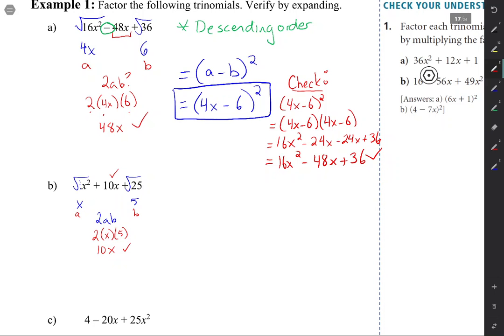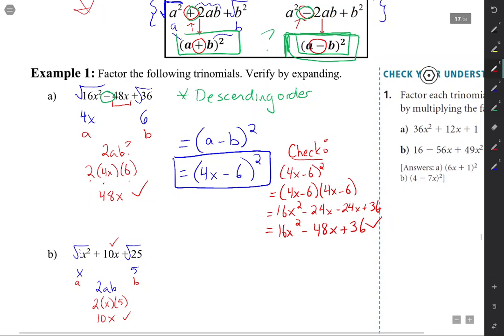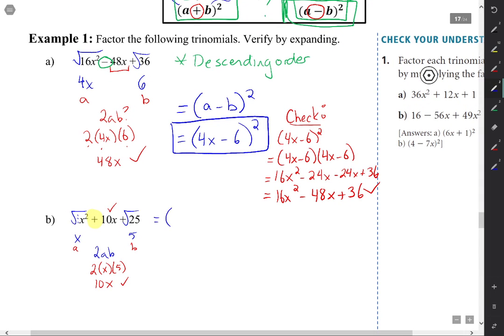So let's use our shortcut instead of crisscrossing. The shortcut we're going to use this time is, well, there's a plus sign in this spot, so we're going to use this one right here. So instead of writing it with the negative sign in between like we did in the previous example, we're going to write it with a plus sign there. So our answer is going to equal a plus b squared. Or in other words, the a that we have is x, and the b that we have is 5. So x plus 5 squared is our factored answer.